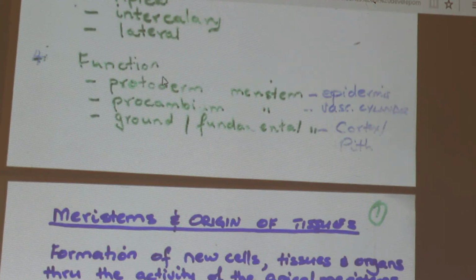We can look at meristems by their function. Function here means what they are eventually going to produce. The meristem that eventually gives us the epidermis is the protoderm. The meristem that gives us a vascular cylinder is a procambium. Please note, this cambium here does not refer to the cambium in the vascular cylinder. It is just a terminology for the meristem. The meristem that gives you the cortex or the pith is called a fundamental or a ground meristem. So this just tells you what the meristem is going to end up giving you.